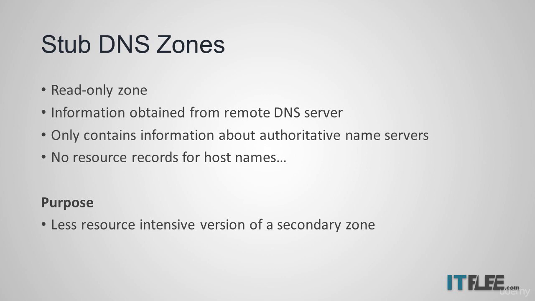The main difference between a stub zone and a secondary zone is that while a secondary zone contains an exact replica, including all resource records of a primary zone, a stub zone only contains information about authoritative name servers. So inside of a stub zone, you will not find resource records for computer names, but instead records for other DNS servers. The purpose of this zone is to allow hosts on one network to obtain information from a DNS server on another network without this DNS server needing to replicate all of the data inside the other DNS server. You can think of a stub zone as being a less resource-intensive version of a secondary zone.